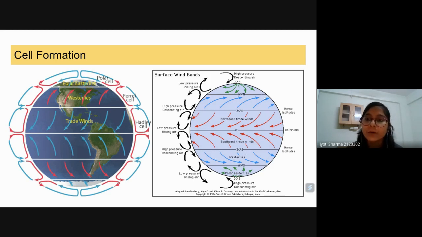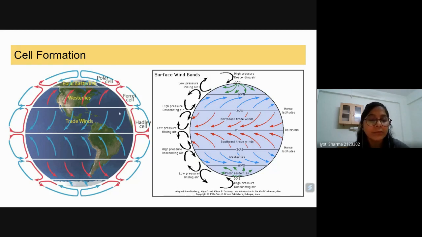If here it is a low pressure zone and there is a high pressure zone, wind will move from high pressure to low pressure, and these are known as the polar easterlies. So in the general circulation, we have to keep two things in mind. We have three cells: the Hadley cell, the Ferrel cell, and the polar cell. And because of this circulation, the wind will move.